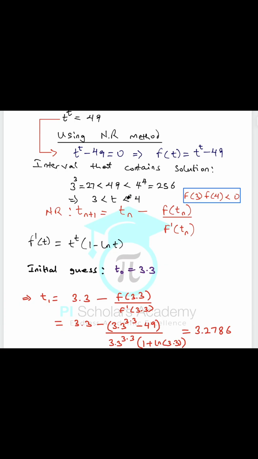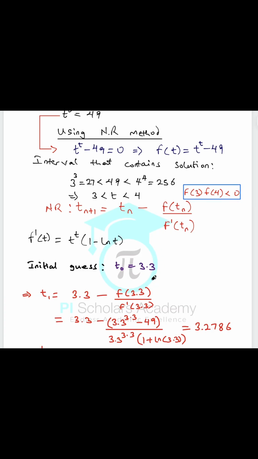And since you already know what your interval is, just pick a random number in that interval, any random number of your choice. I could have picked 3.9, I could have picked 3.4, I could have picked anything as long as it is in this interval. So you can try that as well. Pick any random number. So I picked 3.3 here.